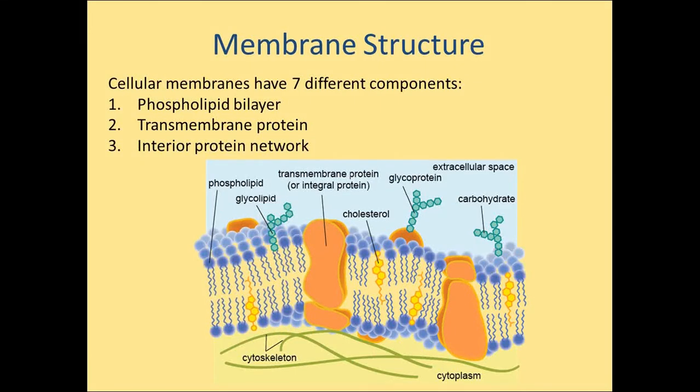Within the cellular membrane, you have 7 major components. The phospholipid bilayer we've already talked about. Transmembrane proteins allow materials to move into and out of the cell without having to function with the polarity and non-polarity of the actual phospholipids. Because of that, they float in the bilayer.